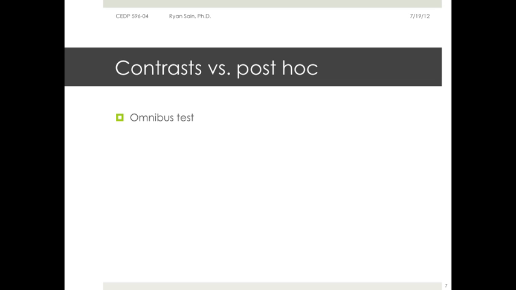It won't tell us that. So we need to do something ahead of time, or we need to do something to address that. The first thing is something called planned contrasts.